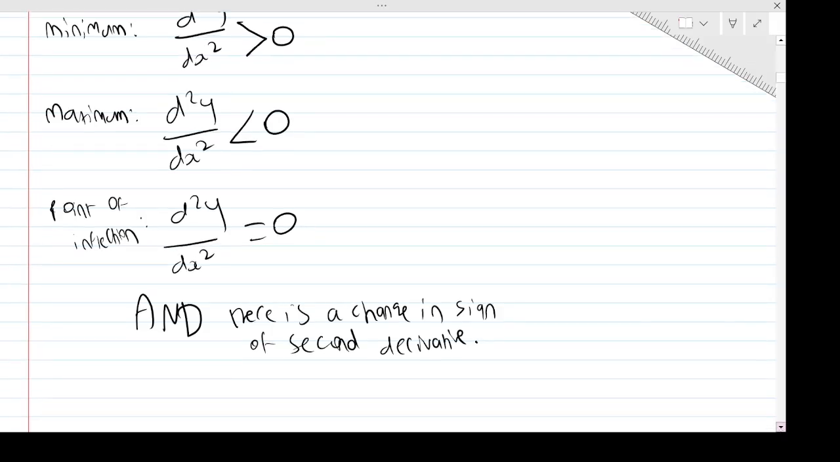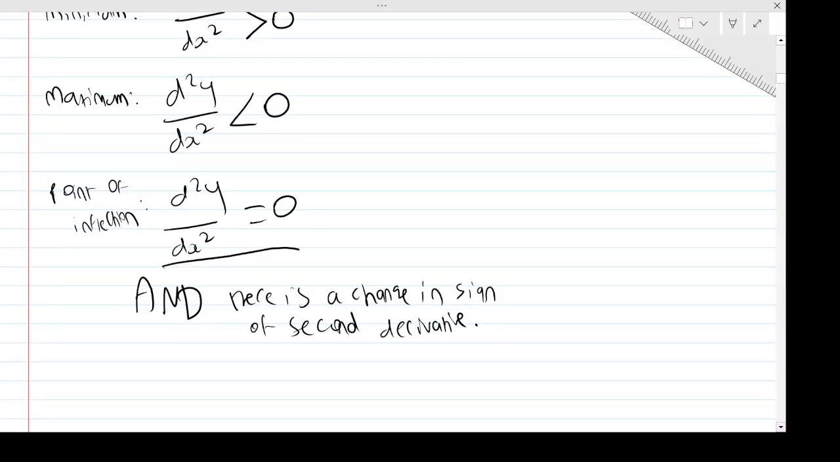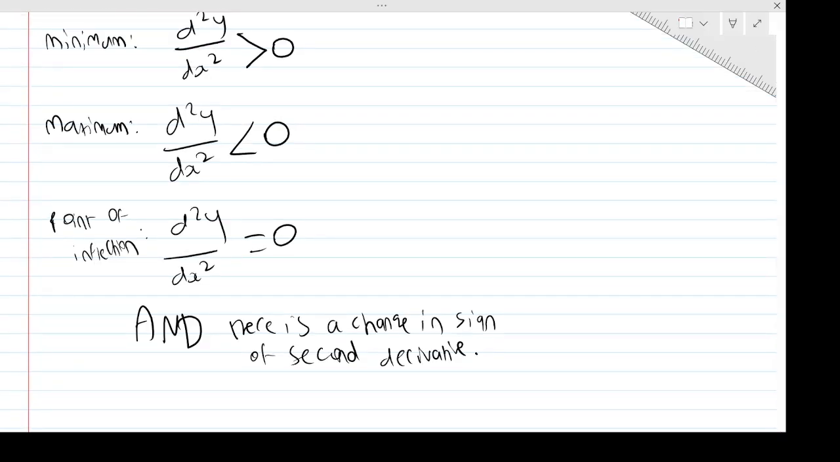I should say if we have a point where the second derivative is equal to 0, but there is no change in sign, then it can't be a point of inflection. It could then still be a minimum or maximum if it's a stationary point. But we'll leave it there for now.